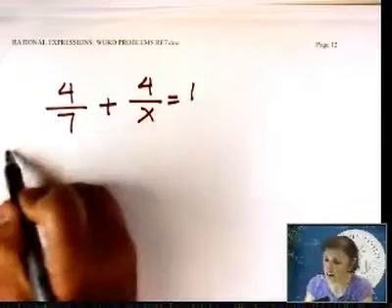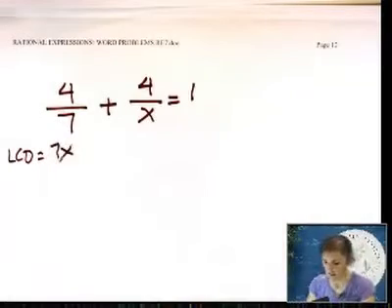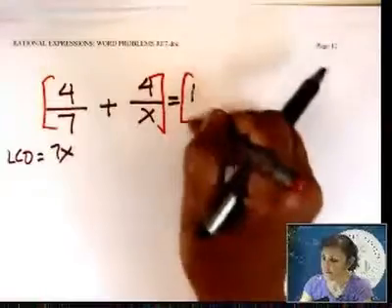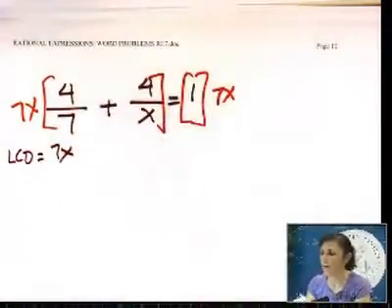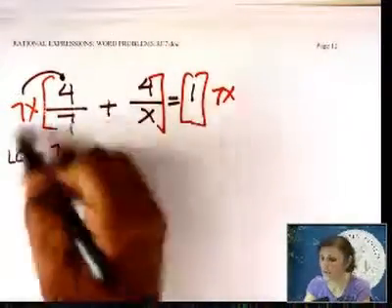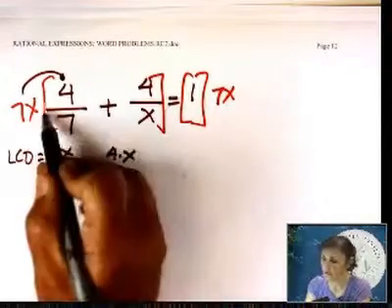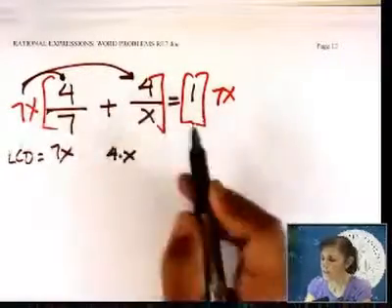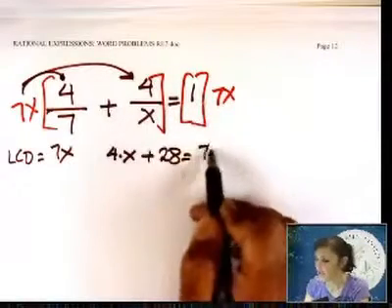So I go and I find the LCD. That happens to be 7X. And put your brackets, 7X. FOIL it out. Look what you get. 7X times 4/7, the 7s will go. You're going to end up with 4 times X for that one. Now, the X's will go, 4 times 7, that's 28. On the right, 7X times 1, that's 7X.